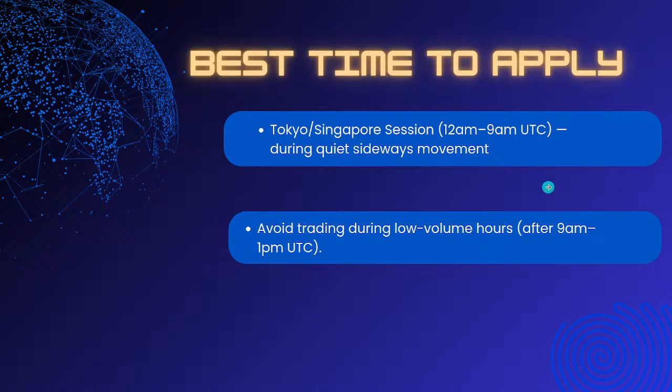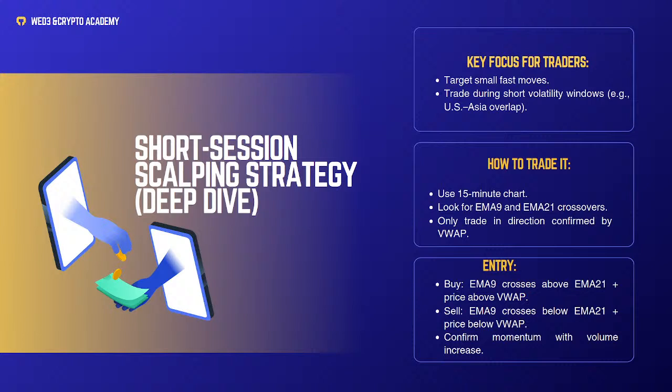So let's go for short trades, the short trade session, the scalping strategy. Let's deep dive into it. For this case, you will need to apply some other indicators to trade short term. Remember, it also has its own recommended hours, when the market tends to obey the strategy. The key focus for these traders should be small, fast moves, because we are trading on a small time frame. We will be using the 15-minute time frame and trading during the short volatility window, which is the US-Asia overlap. When the US and Asia are opening up, that is the time we trade this strategy.